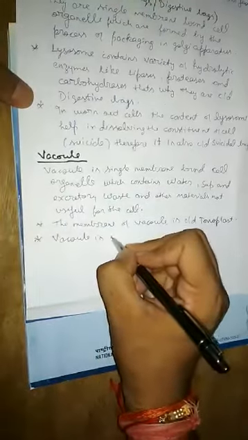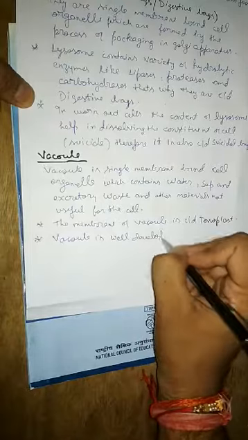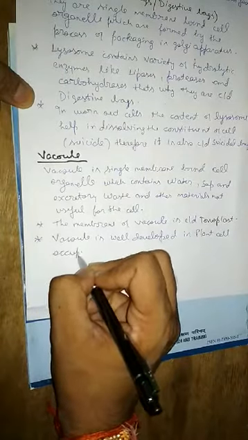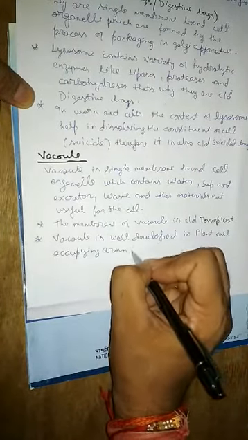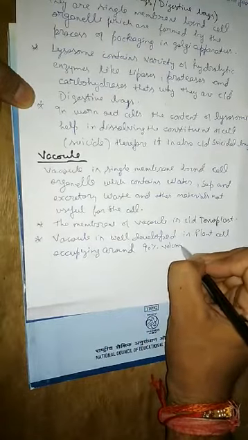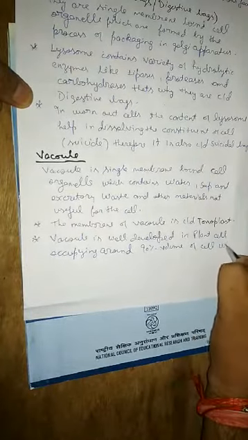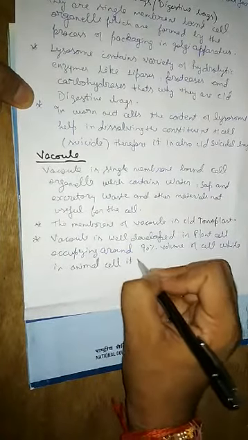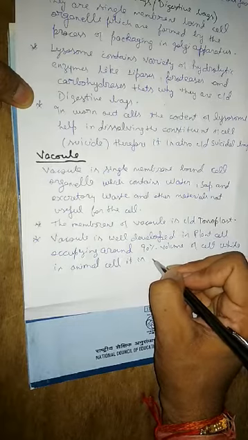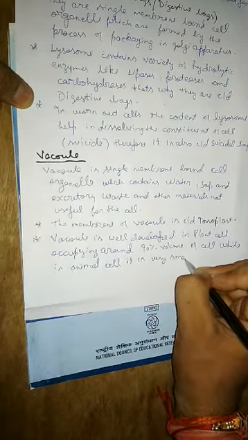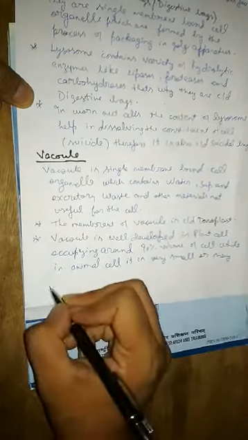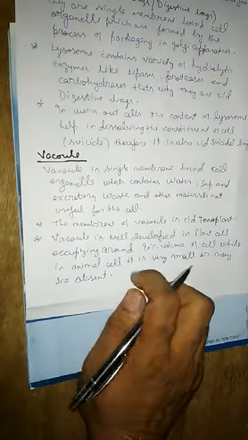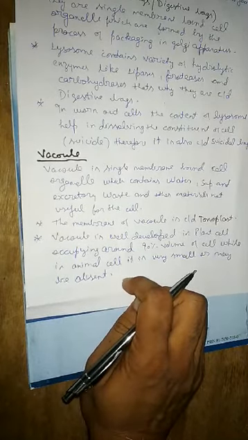Vacuole is well developed in plant cell, occupying around 90% volume of the cell, while in animal cell it is very small or may be absent.